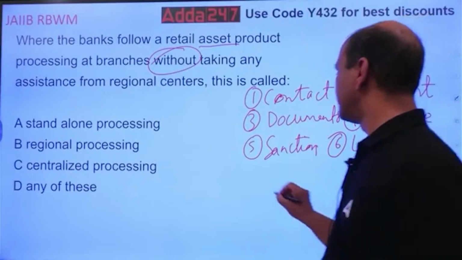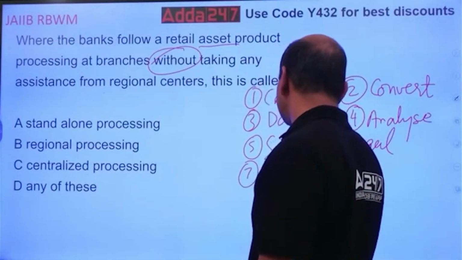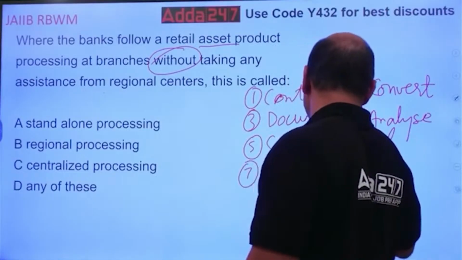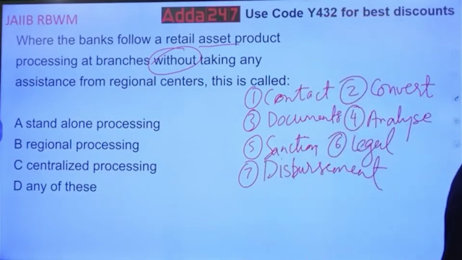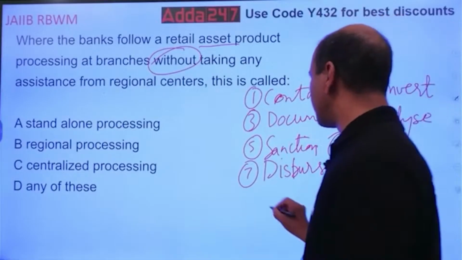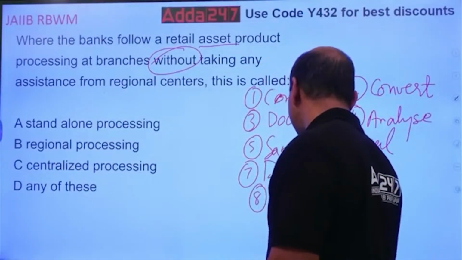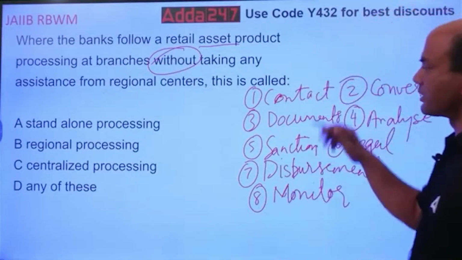After this, seventh, disbursement. Then you'll have to disburse the loan. Disbursement through either NEFT, RTGS, okay, or open a separate account and then disburse. And last one is monitoring. Eighth, monitor the loan. So all these steps are done at the branch level.